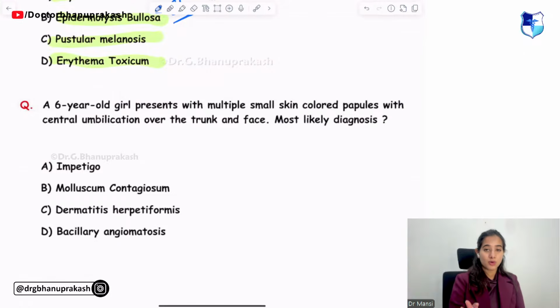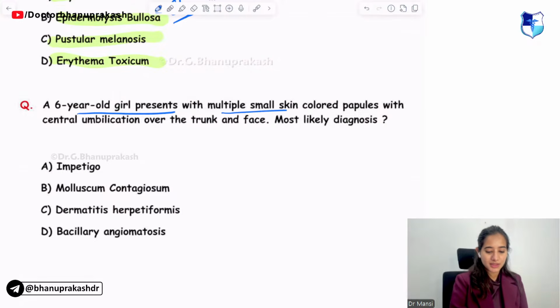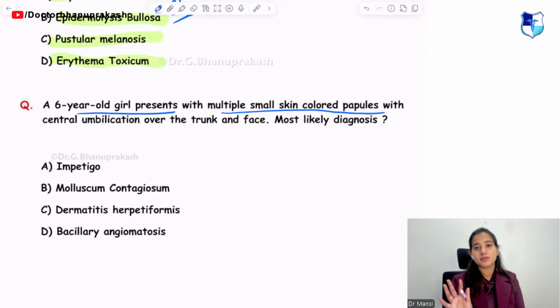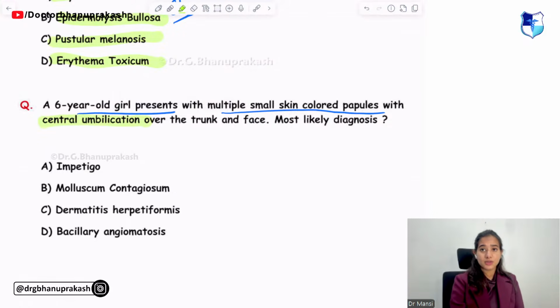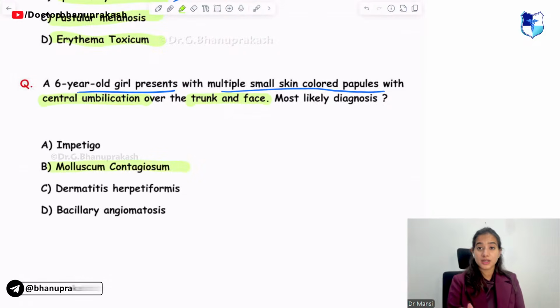Most of you are already answering well. A 6-year-old girl presented with multiple small skin colored papules. They have already given you the whole features of this particular lesion, which I've told you. I've repeatedly said, focus on the central umbilication. In kids it is mostly present on the trunk and face, whereas in adults it is present in the anogenital area. So it is molluscum contagiosum.